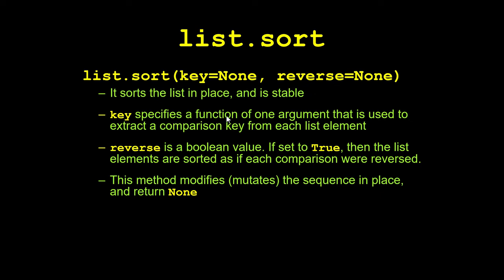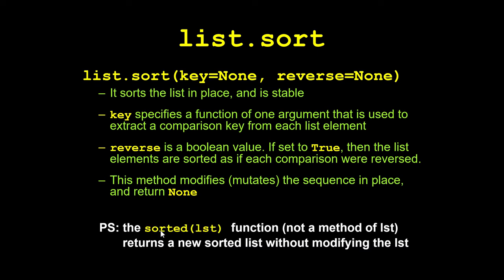Key specifies a function of one argument that is used to extract a comparison key from each list element. Reverse is a boolean value. If set to True, then the list is sorted as if each comparison were reversed. This method modifies the sequence in place and returns None. Note that Python has a separate function, sorted, that you can use to sort a list without modifying the list and return a new list.